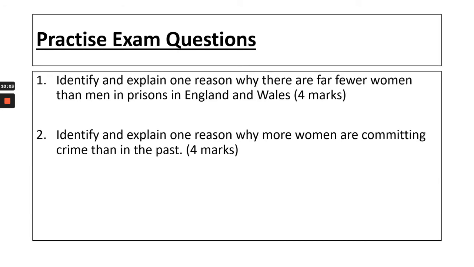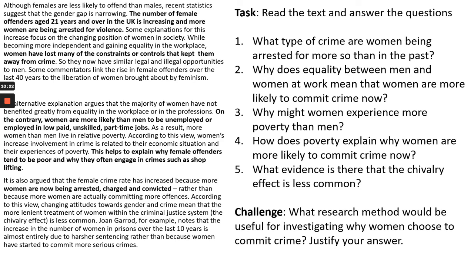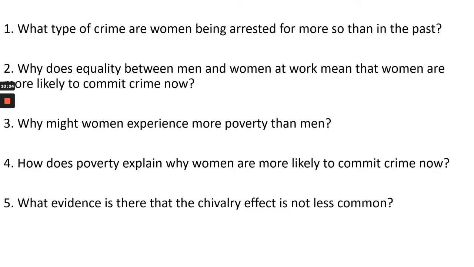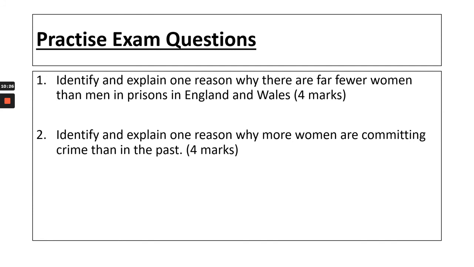And then lastly, practice exam questions. So identify and explain one reason why there are far fewer women than men in prisons in England and Wales. So you can go back to that chart we did at the start with the 4 explanations and pick one of those to help explain that. And the second one, identify and explain one reason why more women are committing crime than in the past. And you can use the previous slide, so this part here, this part explains why they're more likely to commit crime compared to the past. So you're explaining what that change in the trend is, rather than just explaining why less women are committing crime.